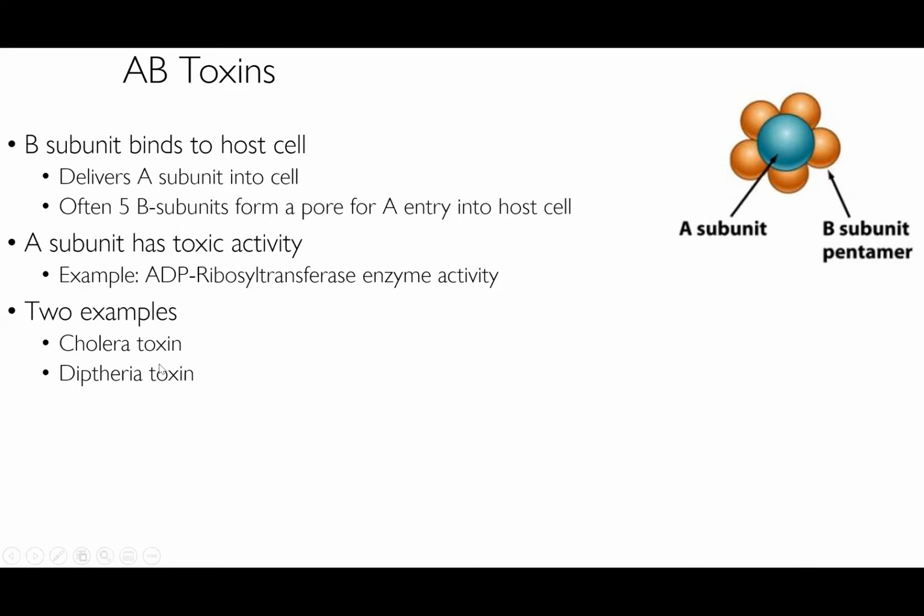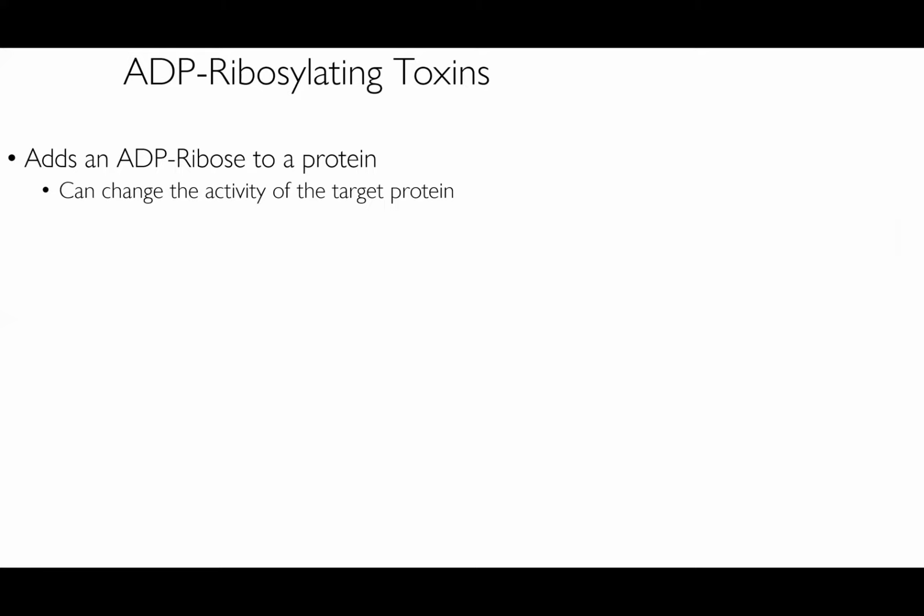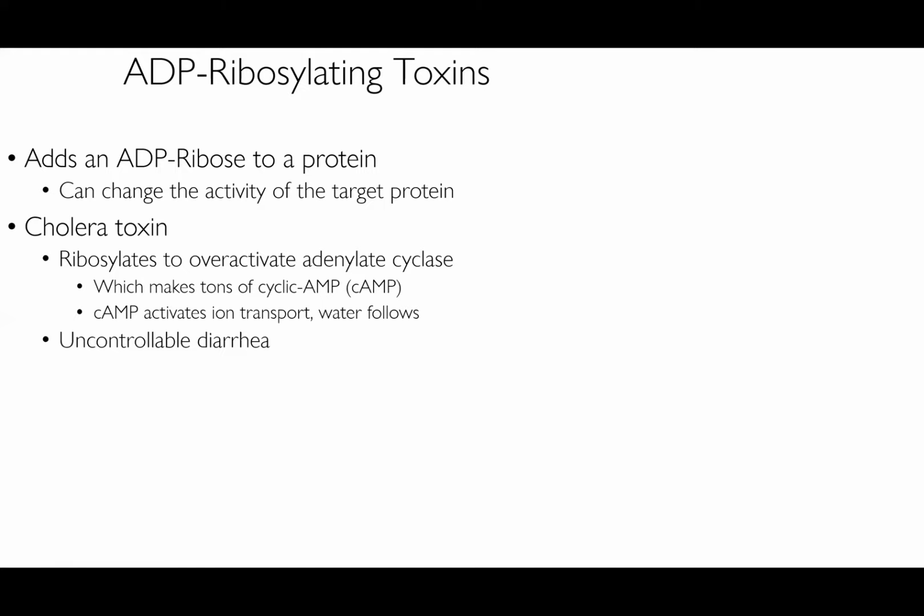ADP-ribosylating toxins add ADP ribose to a protein, which can change the activity of the target protein, basically taking charge of your cells and changing the activity of proteins that normally do things in your cells.